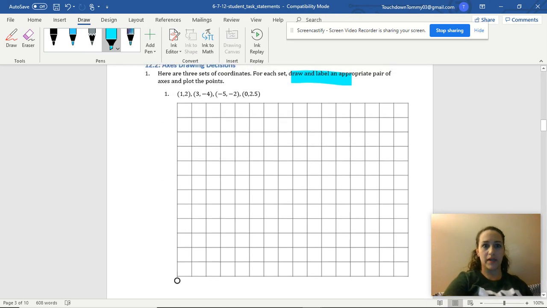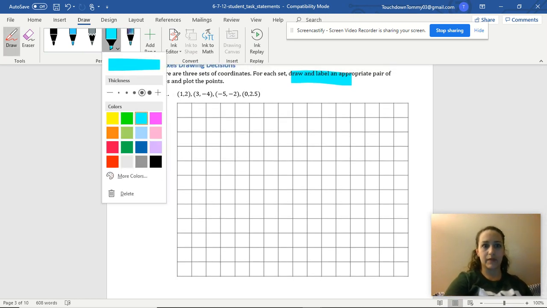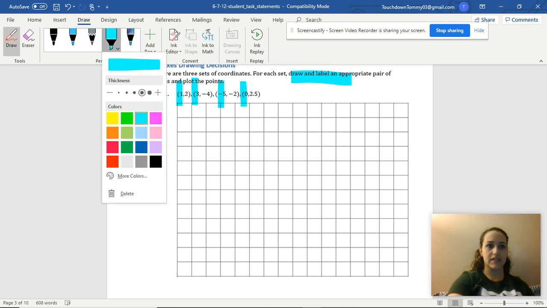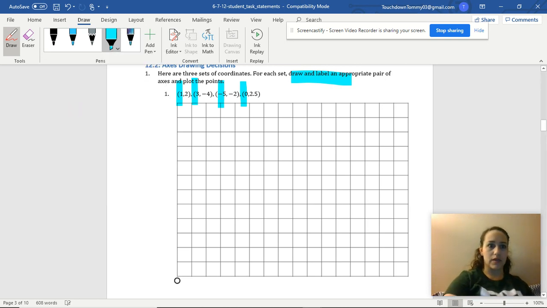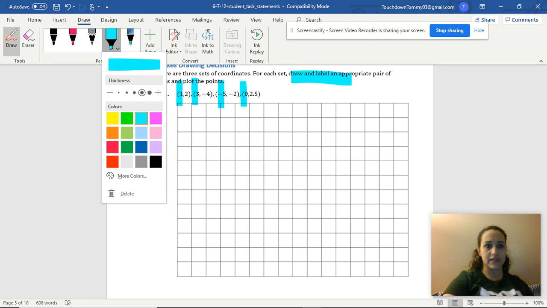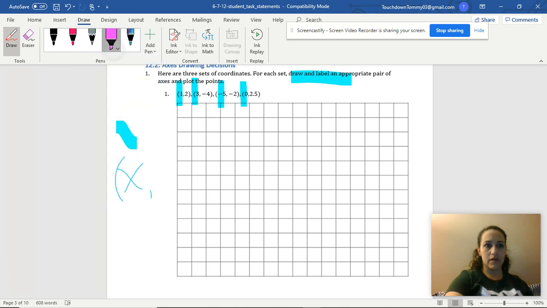So 1 is an x coordinate, 3, -5, and 0 are the x coordinates. So x coordinates. Use my pen here instead. x, because remember, x comes first in that ordered pair. So now our y coordinates are going to be those second numbers. So 2, -4, -2, and 2.5.